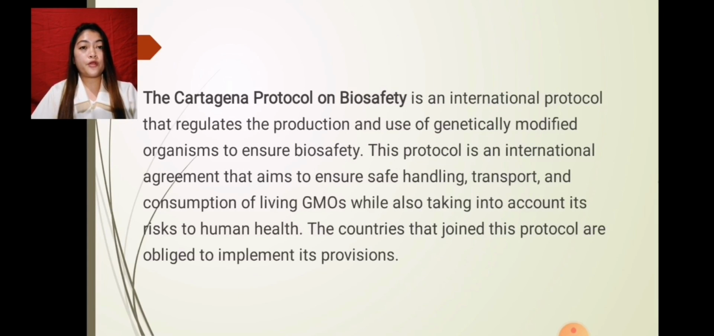The Cartagena Protocol on Biosafety is an international protocol that regulates the production and use of genetically modified organisms to ensure biosafety. This protocol, an international agreement, aims to ensure safe handling, transport, and consumption of living GMOs while also taking into account their risks to human health. The countries adopting this protocol are obliged to implement its provisions.